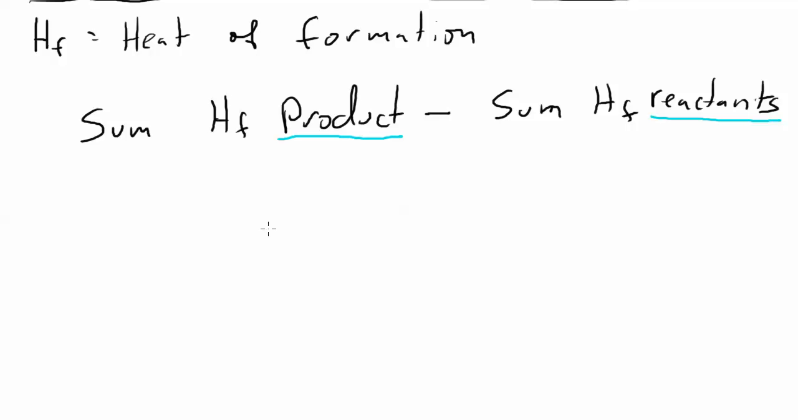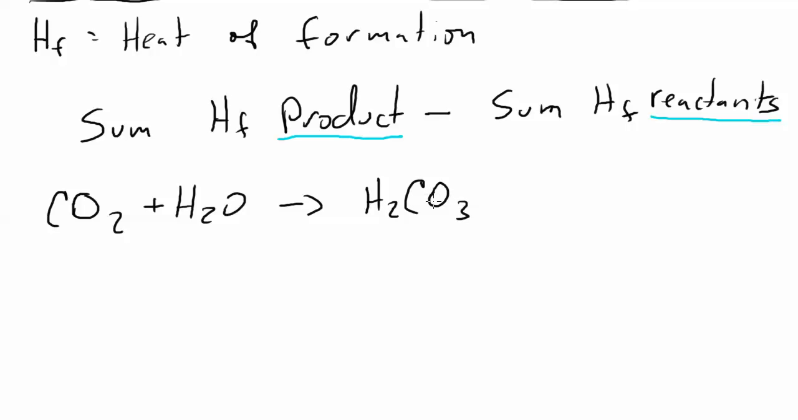So here we go. I'm going to go ahead and just pick a reaction. Let's do carbon dioxide reacting with water to form carbonic acid, which is H2CO3. Okay, so we've got, let's use different colors here. We've got to identify the products and the reactants and then get the heat of formation for each one. So the products, there's only one product and there are two reactants.